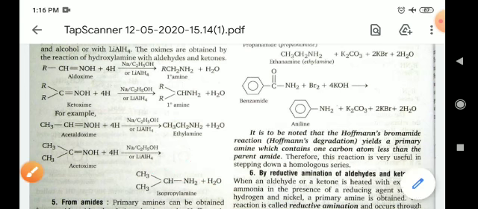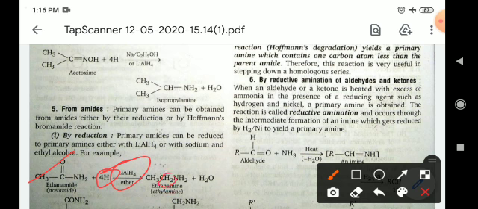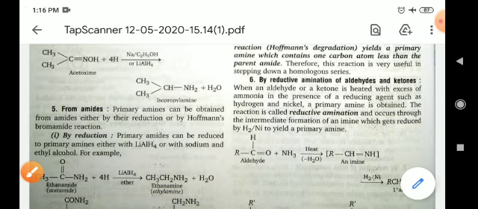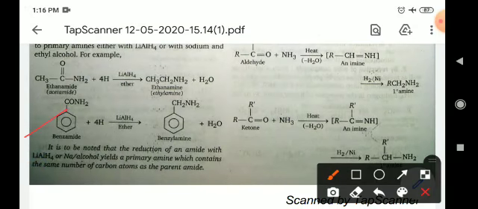Okay, and from amides: RCONH2 reduced with 4H in the presence of lithium aluminum hydride, this CO group will convert into a CH2 group, meaning removal of oxygen and addition of hydrogen. This is known as reduction. Another example, benzamide: on reduction, the CO group will convert into a CH2 group. Okay, so this is the process.